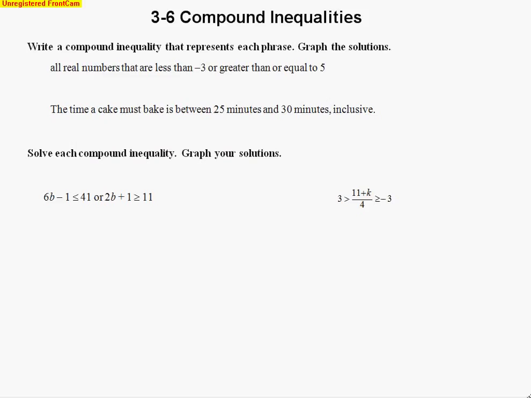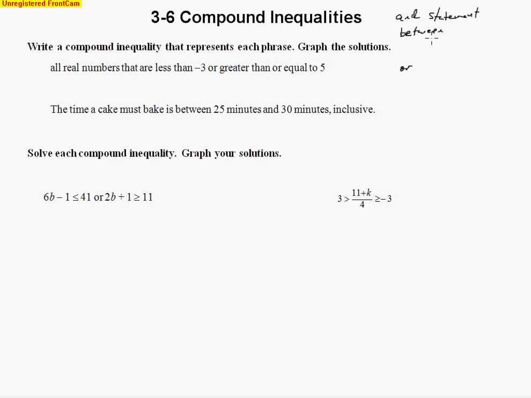This is the lesson for Chapter 3, Section 6, titled Compound Inequalities. And on this one, we're going to be dealing with two different types of statements. We're dealing with an AND statement and an OR statement. An AND statement is going to be when we see values that are between. So when we see that word between, that tells us that we're dealing with AND statements.